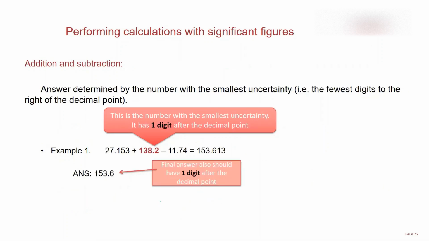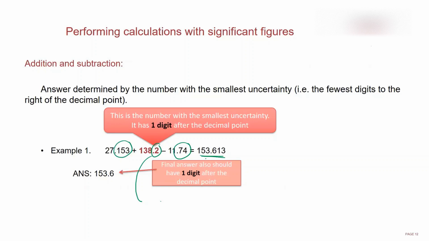In addition and subtraction, the answer is determined by the number with the smallest uncertainty. That is the fewest digits to the right of the decimal point. Here in this example, we have 3 numbers. In the first number, we have 3 decimals. In the second number, we have 1 decimal, and in the third number, we have 2 decimals. When we compare the number of decimals in these 3 numbers, the number with the smallest uncertainty is the second one, which has just 1 decimal place. So I need to keep the same number of decimals in my answer.